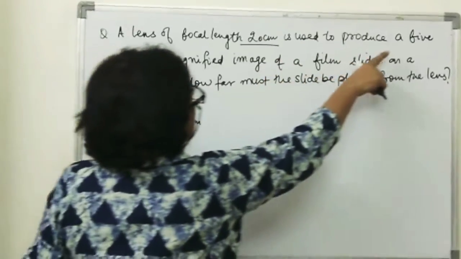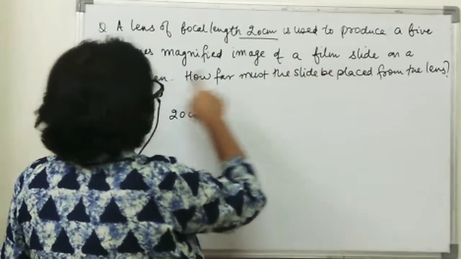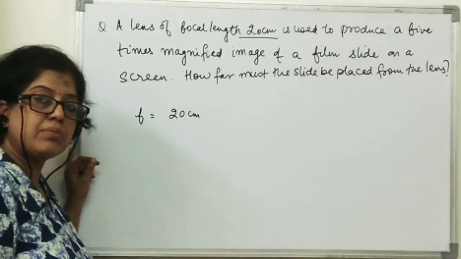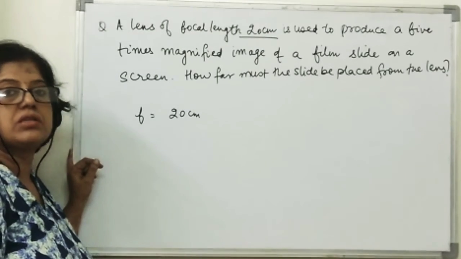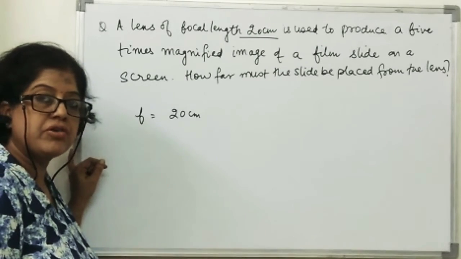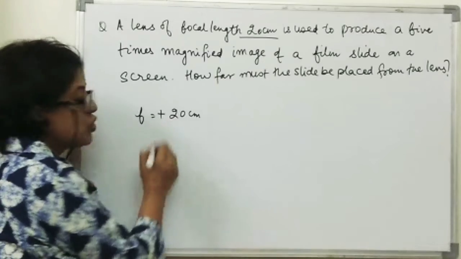It is used to produce a 5 times magnified image of a film slide on a screen. That means the image formed is on a screen. That means the lens is forming a real image. Now if it is forming a real image, it has to be a convex lens. A concave lens can never form a real image. So it is a convex lens, and so F is plus 20.